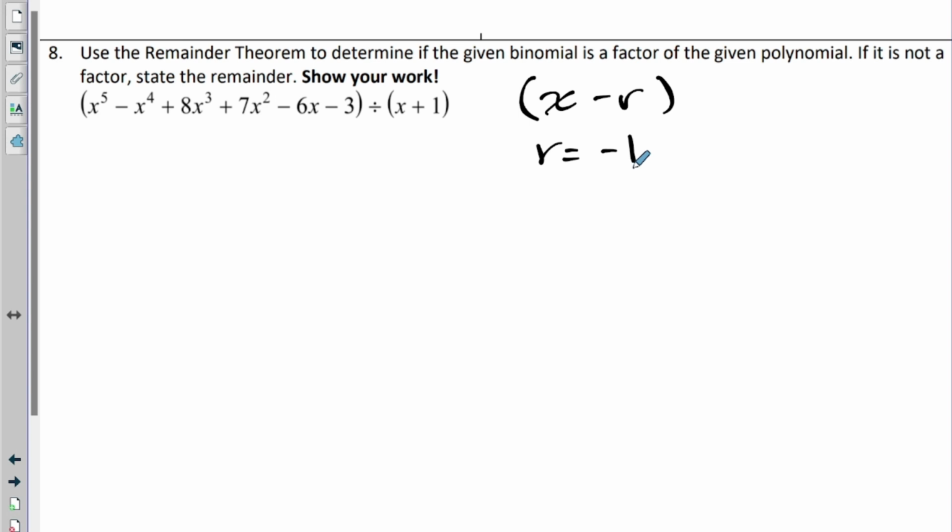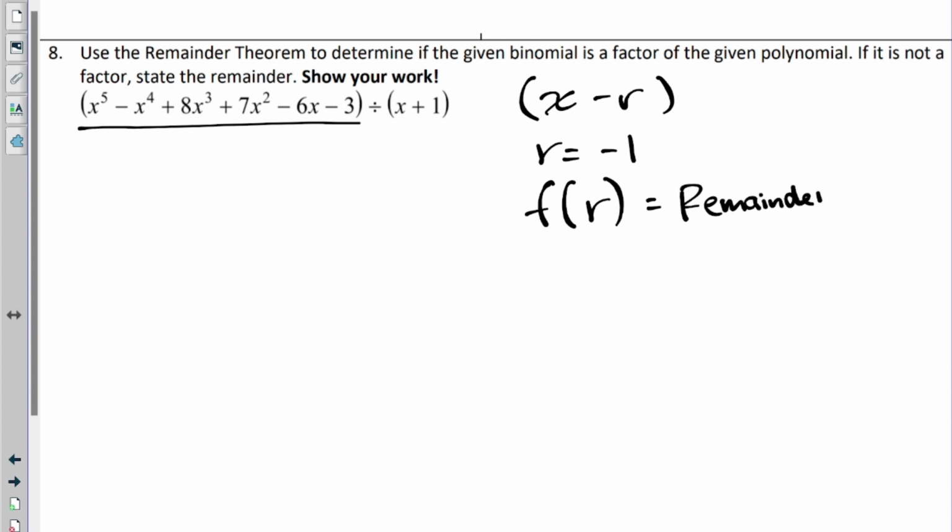Well, if I plug into my function, let's call it f of x, right? This is this thing. This is f of x. If I plug in f of r, that's going to be the remainder after I divide it out. Okay? It's going to be the remainder after I divide it out. Well, what does that mean? Like, why does that matter? Who cares? How can I figure out if it's a factor of the given polynomial?